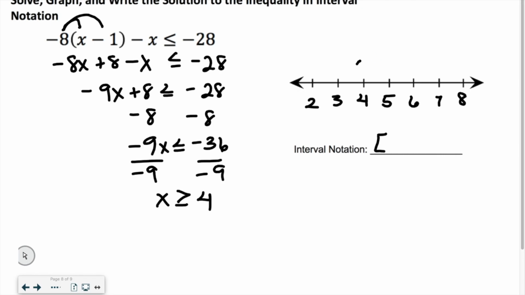And it's a filled-in circle because it's an equal to, and it says x is greater than or equal to 4, so we go to the right. So we're starting with 4, comma, and it goes on forever, so positive infinity.